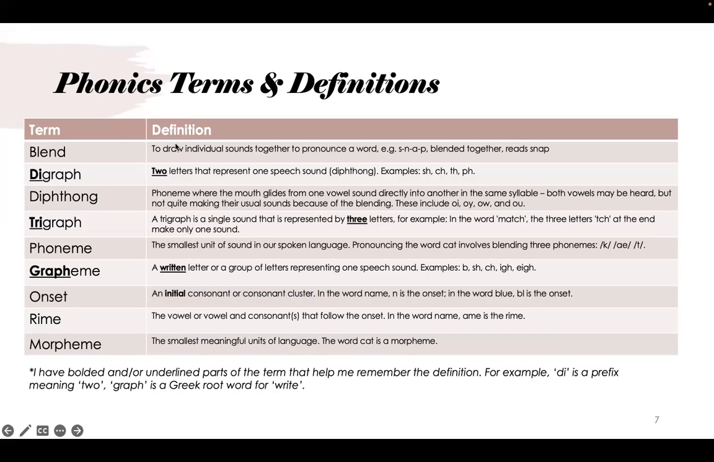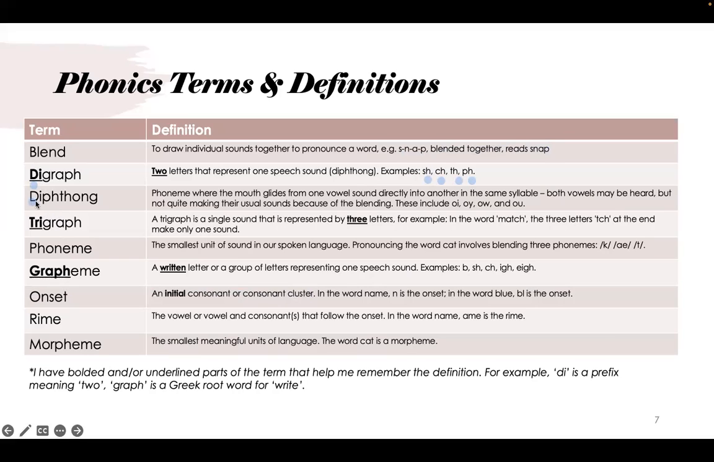So we have blending, like the word snap all together, snap. Individual phonemes. Each one of these is a phoneme, 4 phonemes to make a word. We read it together and it's snap together. The digraph is 2 letters that represent one sound, and there's consonant and there's vowel clusters. Here we have the consonant cluster, like in shut or ship or shark. A diphthong. Digraph means 2.